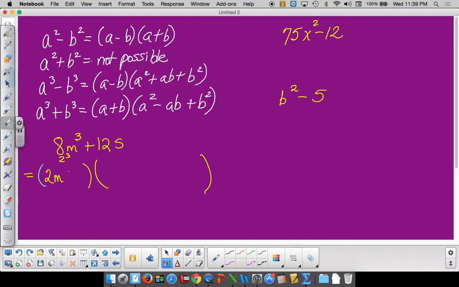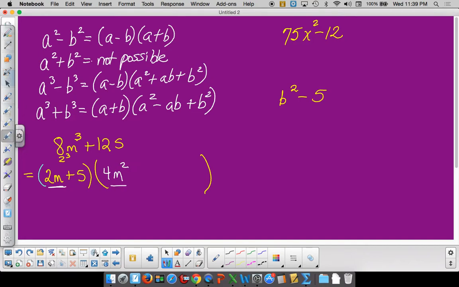125 is nothing more than 5 cubed. So you'll have a plus 5. Once you get that part figured out, the rest of it is the square multiply square. So square the 2m. What do I get when I square 2m? I get 4m squared.